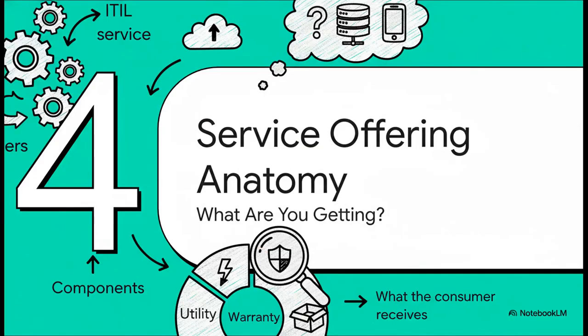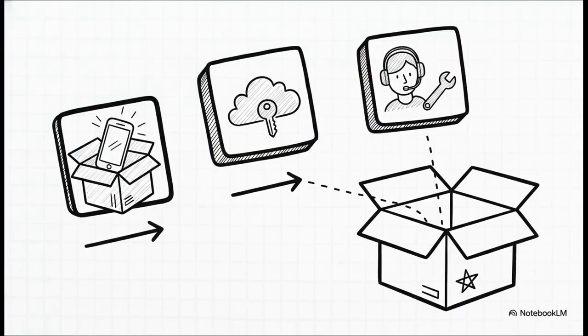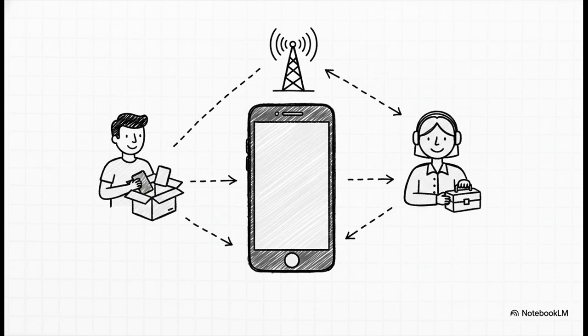Okay, so value is this perfect mix of utility and warranty. But how does that value actually get packaged up and presented to a consumer? Well, that's where the service offering comes into play. Let's take a look at its anatomy. Every single service offering is basically a package deal made up of 3 possible components: goods, access to resources, and service actions. Just think of these as the building blocks a provider uses to put together the final product for the consumer. Let's use a super simple everyday example.